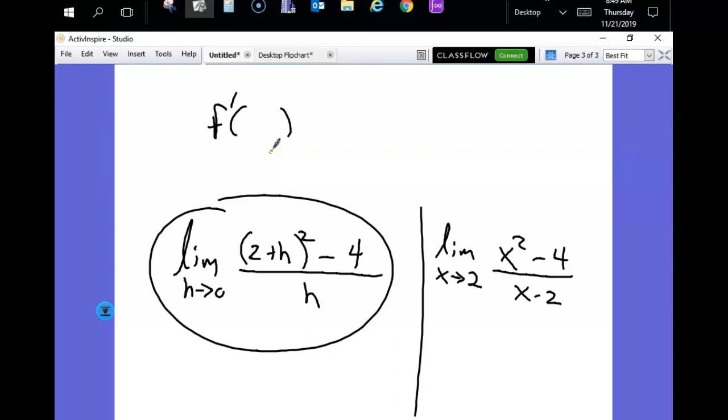Okay. So for instance, how can you tell? Do you guys remember what the original function was? It was x squared. How can you tell by looking at this what the original function was?